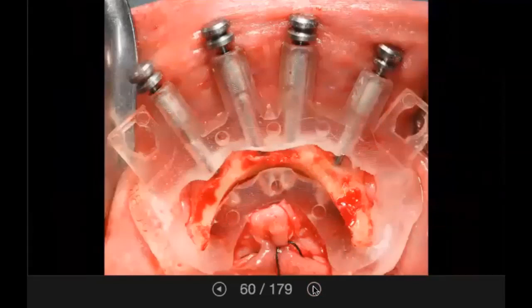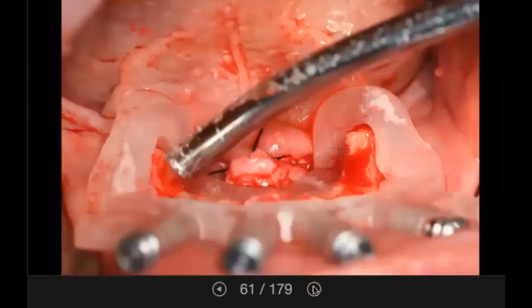Alveoloplasty is completed using a large round burr with copious irrigation. Note aggressive and planned vertical reduction of bone in order to obtain a flat and uniform level of bone for implant placement. Between 4 and 8 millimeters of vertical bone was reduced.